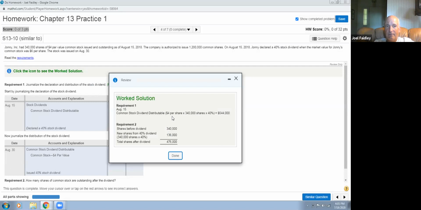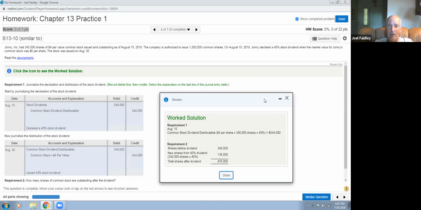$4 per share, right? That's par value, because it's a large dividend, times 340,000 shares times 40%. So there's my dollar value. I'm going to reduce retained earnings by $544,000, and I'm going to put it where? In this account called common stock dividend distributable. That's another equity account. That's when it's declared.